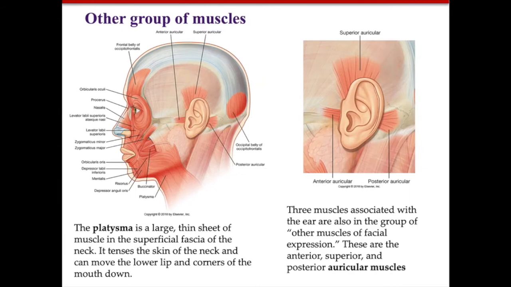Other groups of muscles are the platysma. The platysma is this large, very thin muscle that is superficial in the neck. So it's basically tensing the skin of the neck, for example, when a man needs to shave. And then you have the auricular muscles, the muscles that are variable, but they produce some movement of the ear.